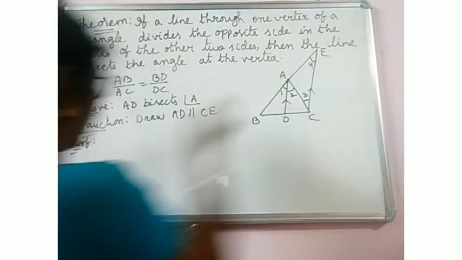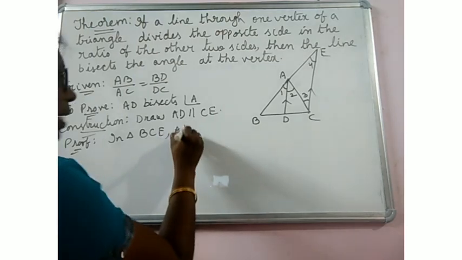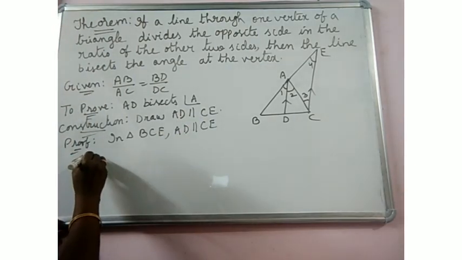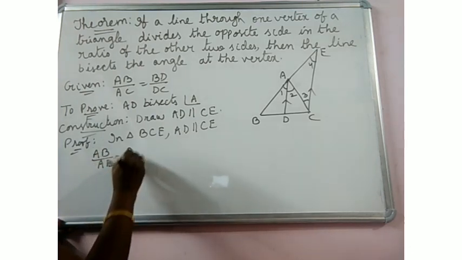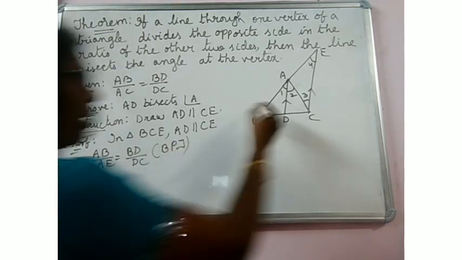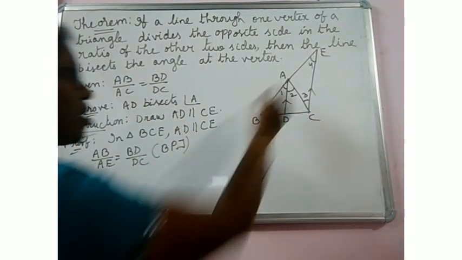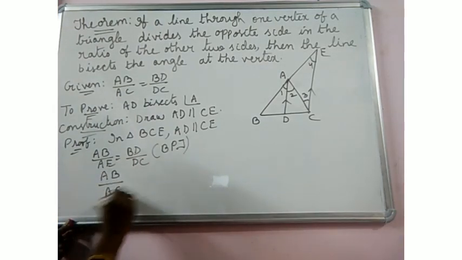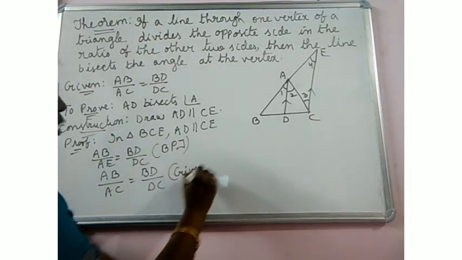in triangle BCE, AD is parallel to CE. We have drawn. So by the basic proportionality theorem, AB by AE is equal to BD by DC. That is the basic proportionality theorem. AB by AE equal to BD by DC. But here it is given that AB by AC is equal to BD by DC. AB by AC is equal to BD by DC, that is given to us.